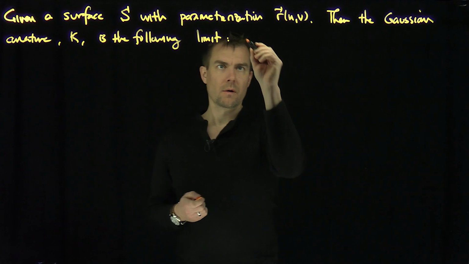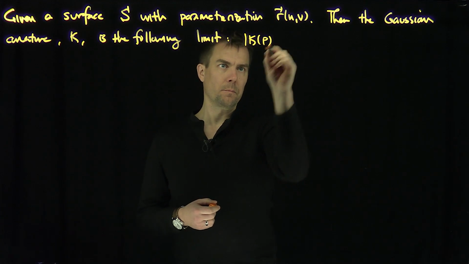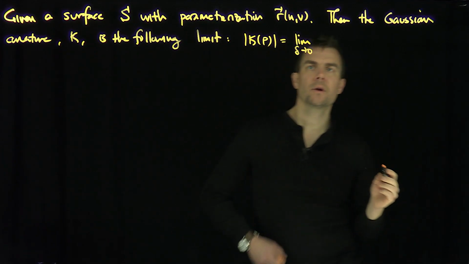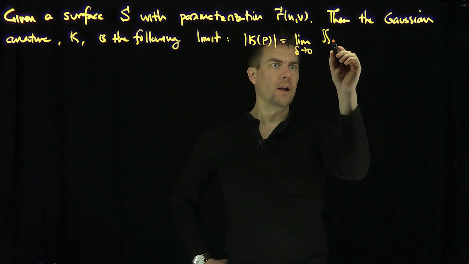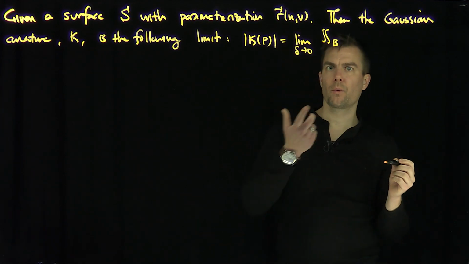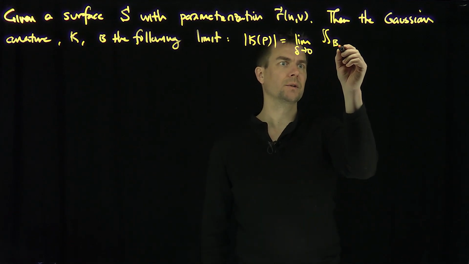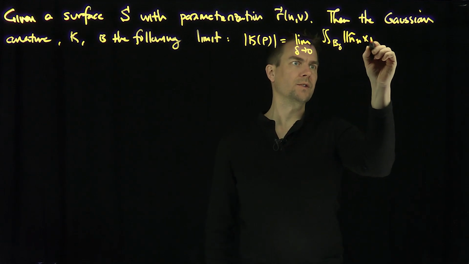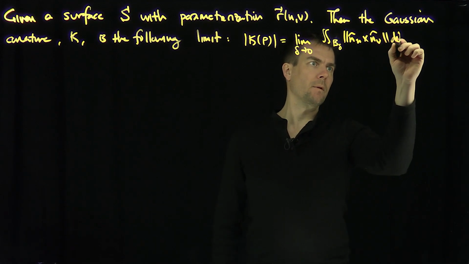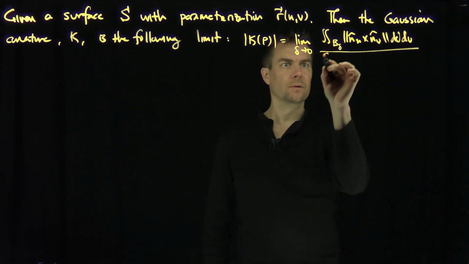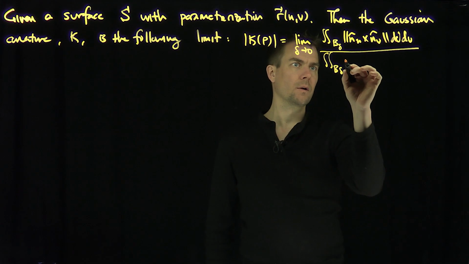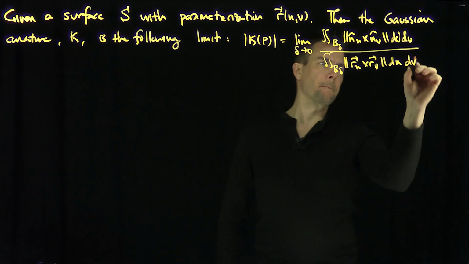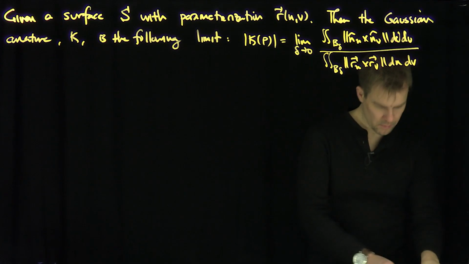So the Gaussian curvature at a point P, okay, is the limit as delta goes to 0 of the double integral of a ball centered at a point of radius delta, basically. I'll just specify what that ball is. Then N_u cross N_v du dv, relative to the double integral over this ball B delta of r_u cross r_v du dv. Okay, here this ball.